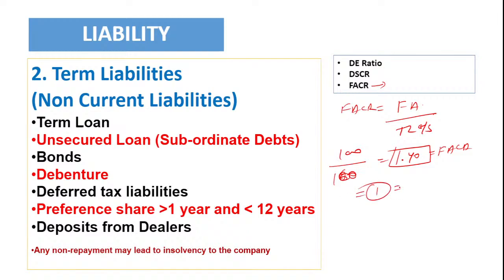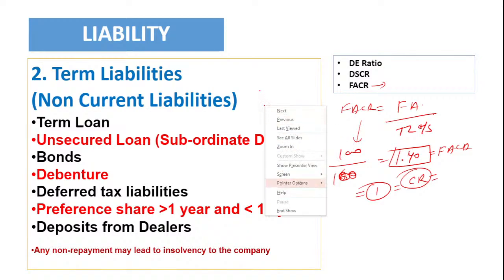In that case, the company does not have any margin at all on the fixed assets. Like in the current ratio, where we ensure how much margin the company has in the current assets, likewise in the FACR ratio we calculate how much margin the company has in the fixed assets. Again, I am telling you, we will discuss this in detail in a subsequent session.